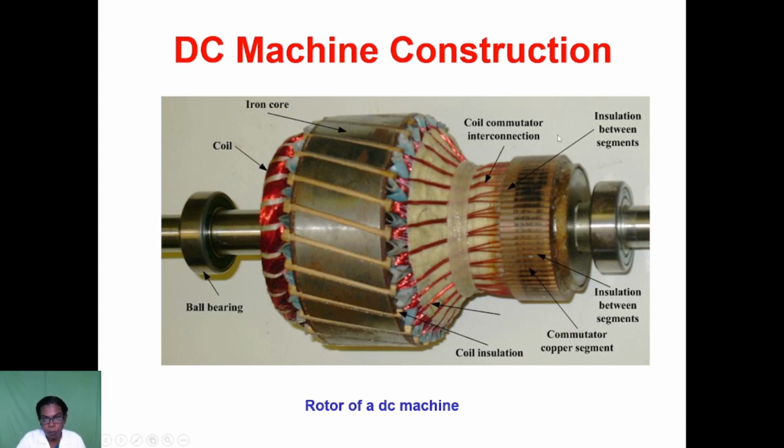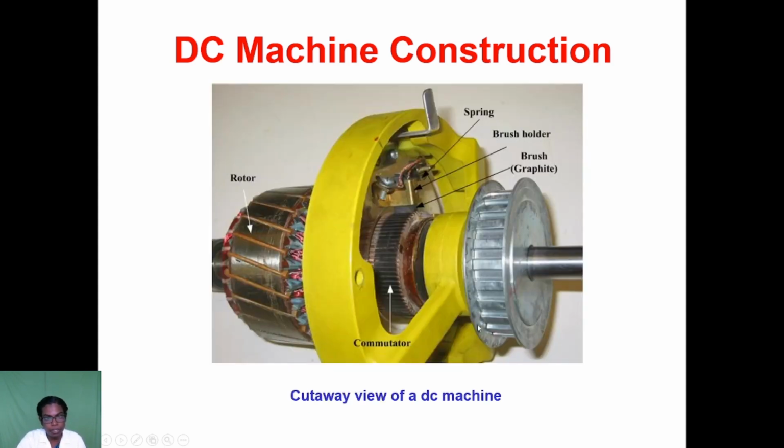Then the coil commutator interconnections. In the coils we have two types, lap winding and wave winding, which we will discuss later. And this is the brush, which is placed in the frame. The brush is used to collect the current, and this is a copper graphite brush. Graphite is very important in the brushes, and this is a spring for free movement against the commutator segment.